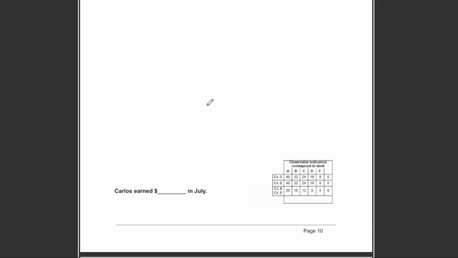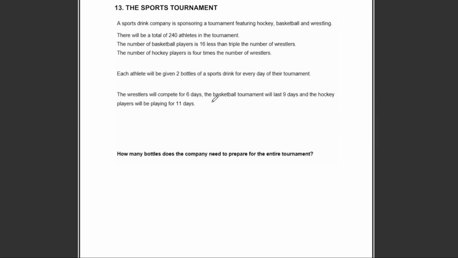Now let's go on to the next question. The sports tournament. A sports company is sponsoring a tournament featuring hockey, basketball, and wrestling. Very diverse. There will be a total of 240 athletes in the tournament. Already, that's telling me that if I find the number of athletes in each of those sports, hockey players, basketball players, wrestlers, and add those three numbers up, I should get back to 240. Because in total, there's 240 athletes participating in the tournament.